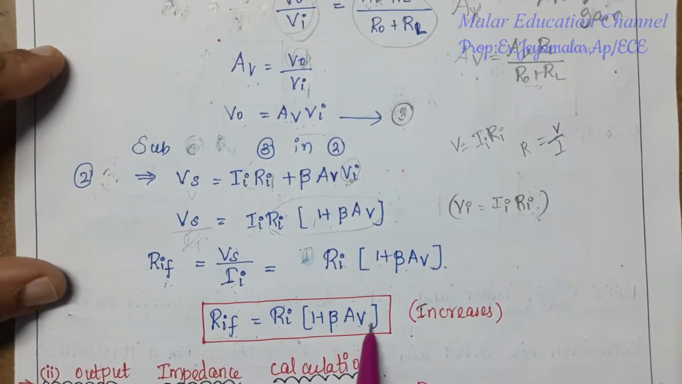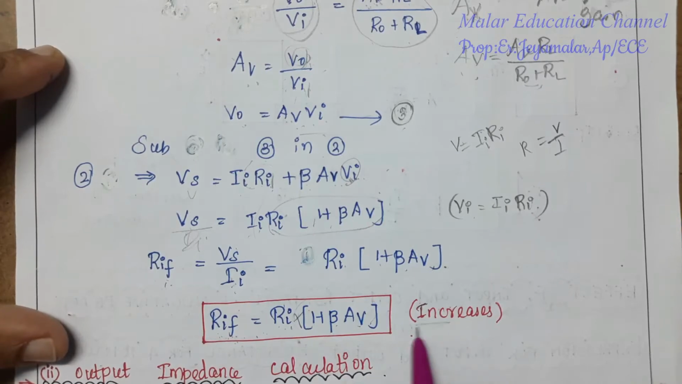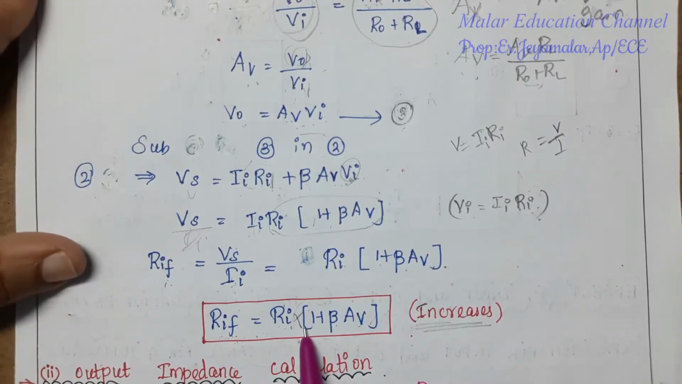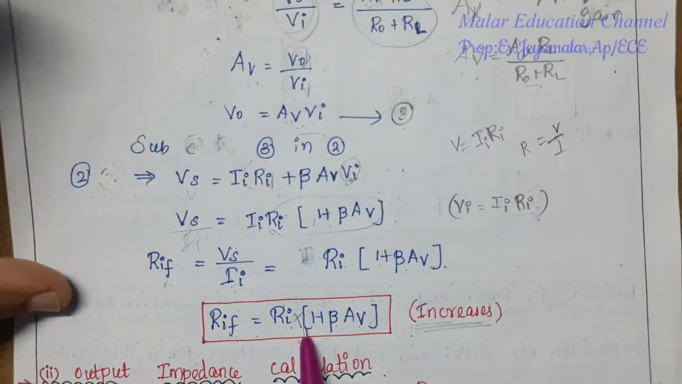Here 1 plus beta into AV is a multiplication term, and multiplication means an increase. So input resistance with feedback for the voltage series amplifier increases because the beta term is a multiplication product. That's all about the input calculation of the voltage series amplifier.